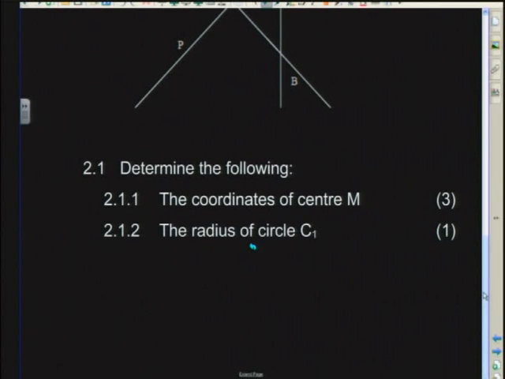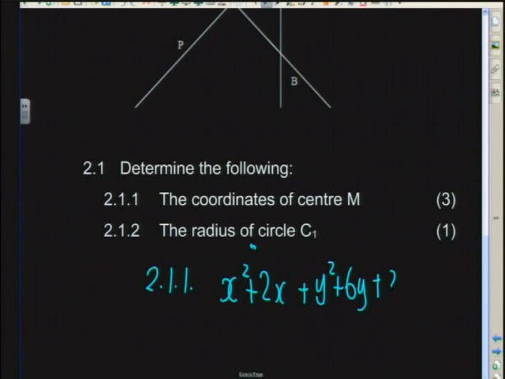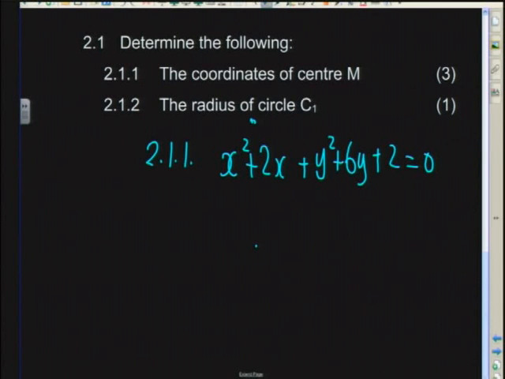And we just have to complete the square to work out the center. So we've got x squared plus 2x plus y squared plus 6y plus 2 is equal to 0. So that's the equation that they've given you. Now what we've got to do to write this in the form of circle of center, we need to complete the square. You guys should be quite familiar with this, but I know some people still get a little bit confused, so we'll go through it in detail.